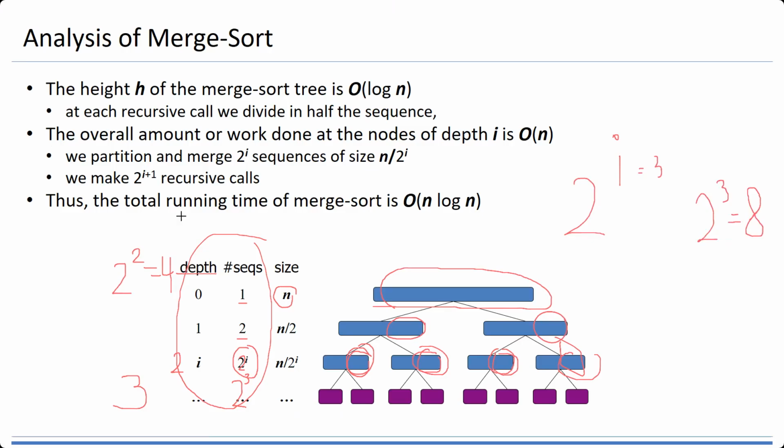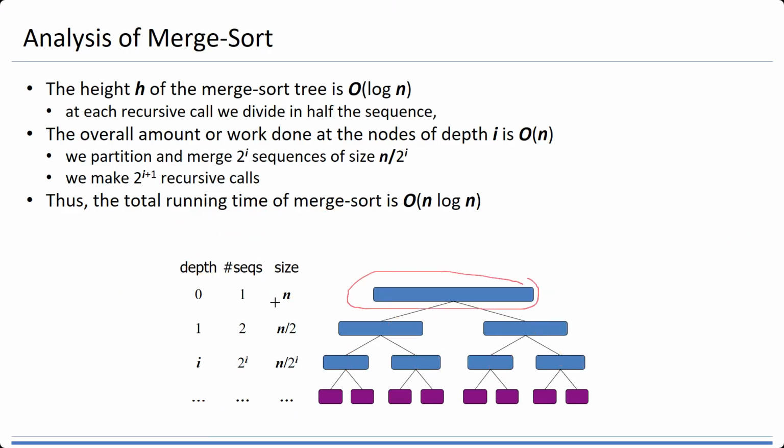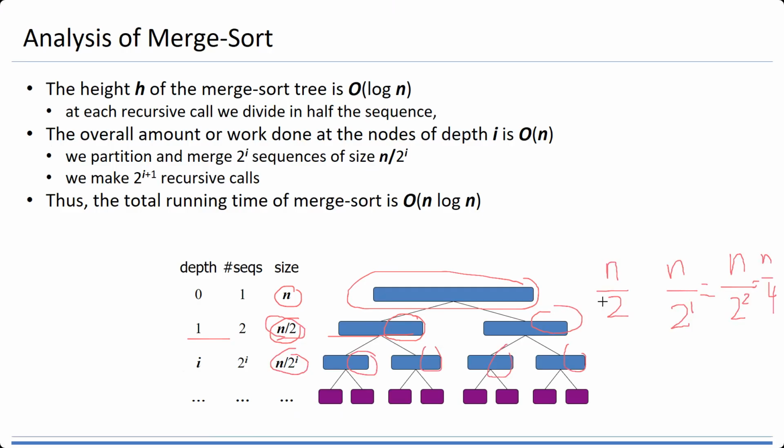So the total running time for the merge sort, at least we have n, because the size is n. For the second step, or depth number 1, because we have 2 sequences, the number of operations will be n divided by 2. Here, the number of operations will be n divided by 2 to the power of i. So it means n divided by 2 squared, or n divided by 4, and so on.